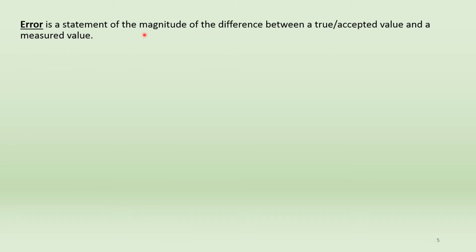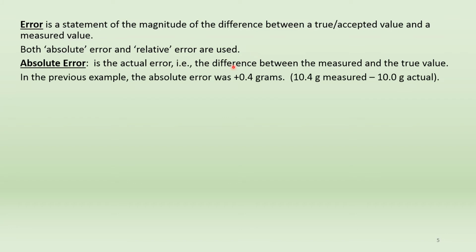So error is a statement of the magnitude of the difference between the true and measured value. And you should be familiar with both the terms absolute error and relative error. So absolute error is simply the actual error. It's the difference between a measured value and the true value. In the previous example, the absolute error was plus 0.4 grams. We had 10.4 grams measured minus 10.0 grams actual.